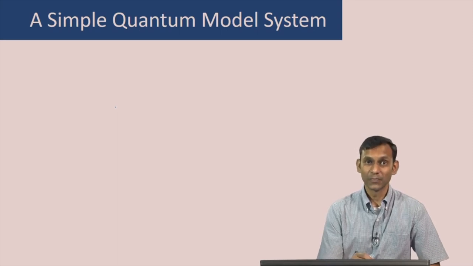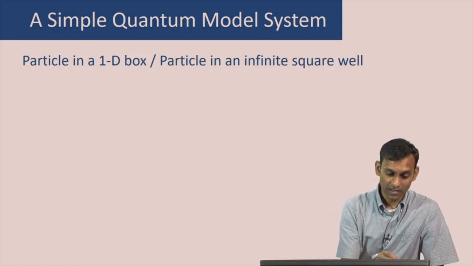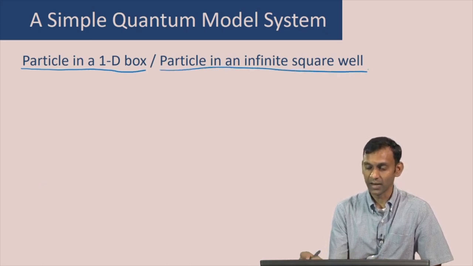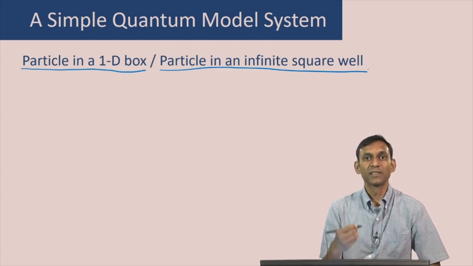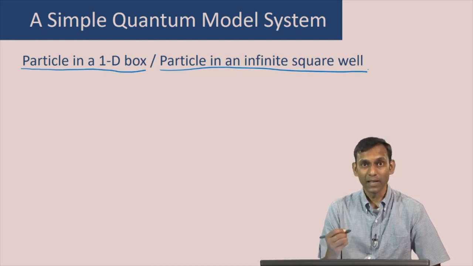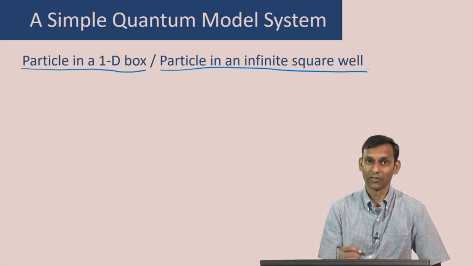In the last couple of lectures, we have looked at the postulates of quantum mechanics. Let us now look at a simple quantum model system which can help us make those ideas a little more concrete. This model system is called the particle in a 1D box system, or the particle in an infinite square well. Besides being a very simple model for us to understand the postulates, we will see that this model is actually applicable in certain cases to explain electronic spectroscopy. So, we will come back to this later in the class when we discuss electronic spectroscopy. Let us now look at this model.